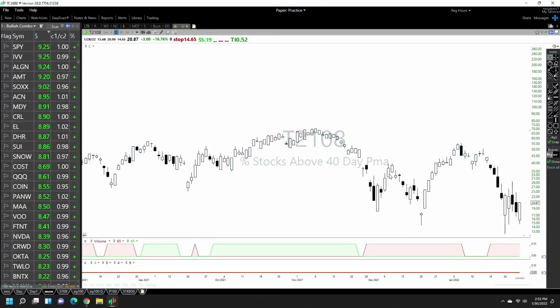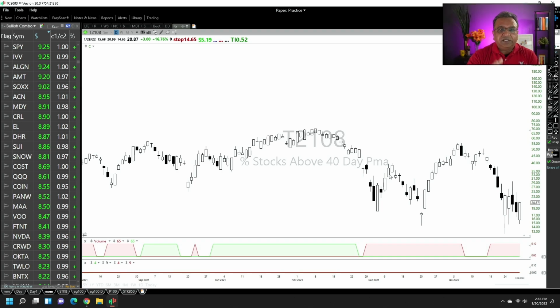T2108 is a very good indicator in TC2000 which can help you avoid drawdowns by finding points where the market is likely to go down, and it is also very useful to find turns in the market or to find bottoms in the market. So let's have a look at T2108 and understand what it is.